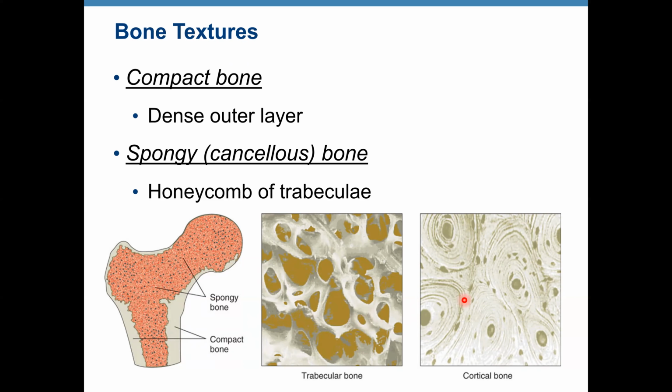Also, if you look at microscopic structure, compact bone, another name is cortical bone. It's made from these circular units called osteons. So we see several osteons over here. Spongy bone is made of trabeculae. And trabeculae, this is what reminds us of a sponge. That's why it's called spongy.